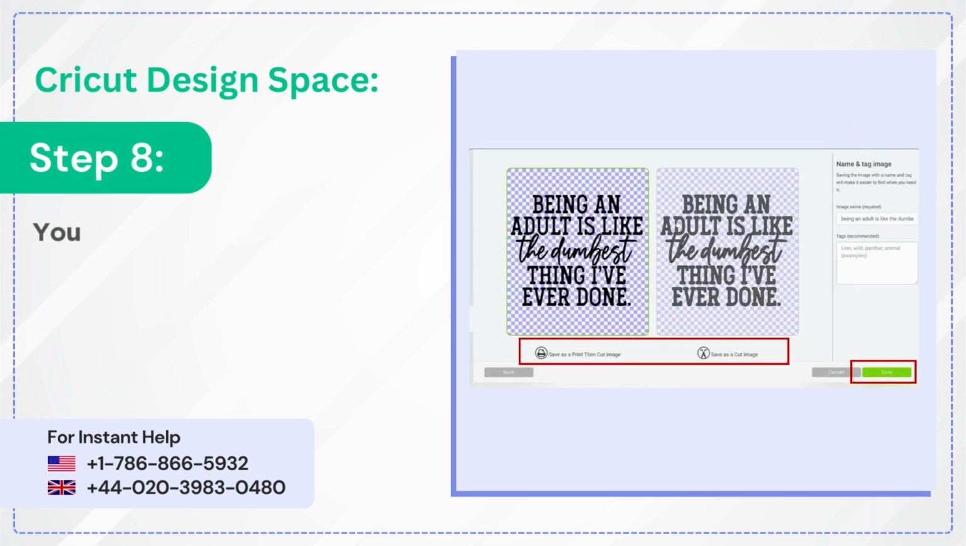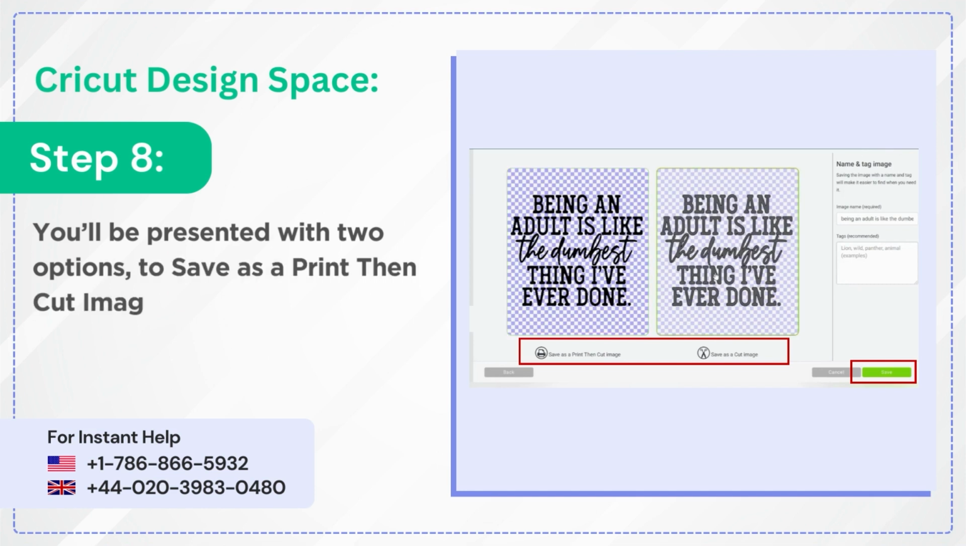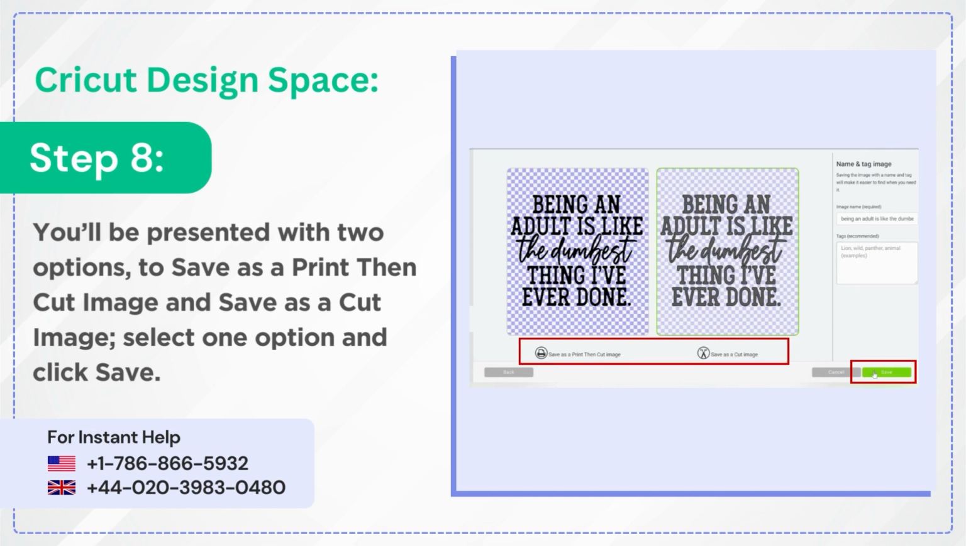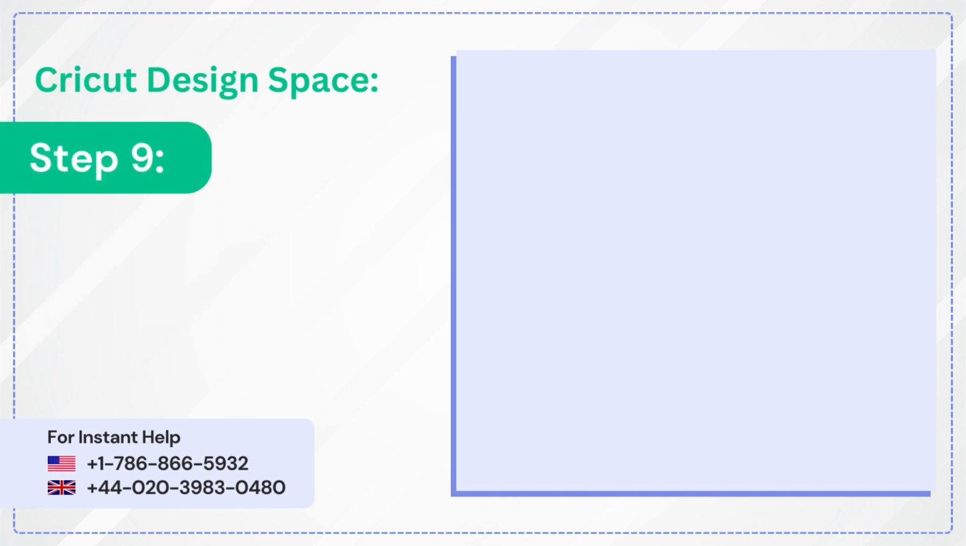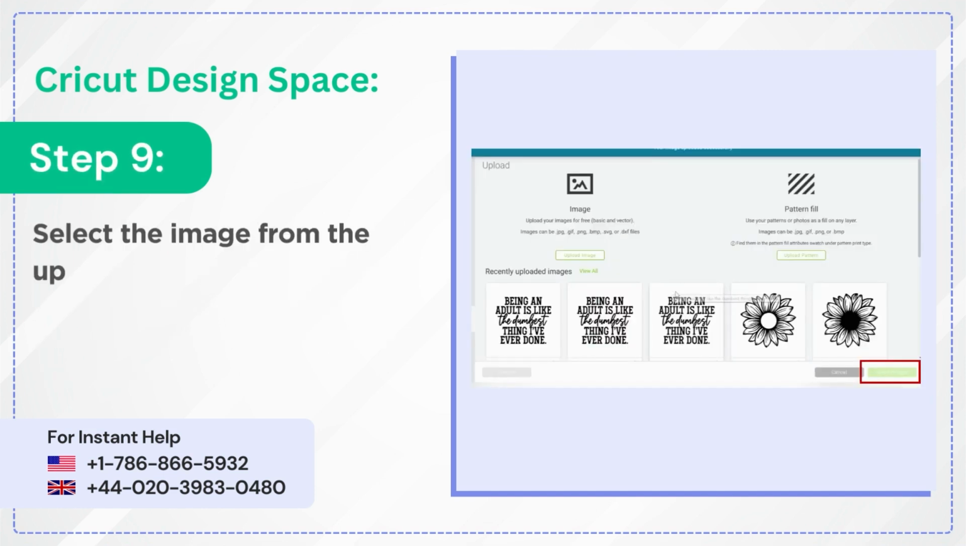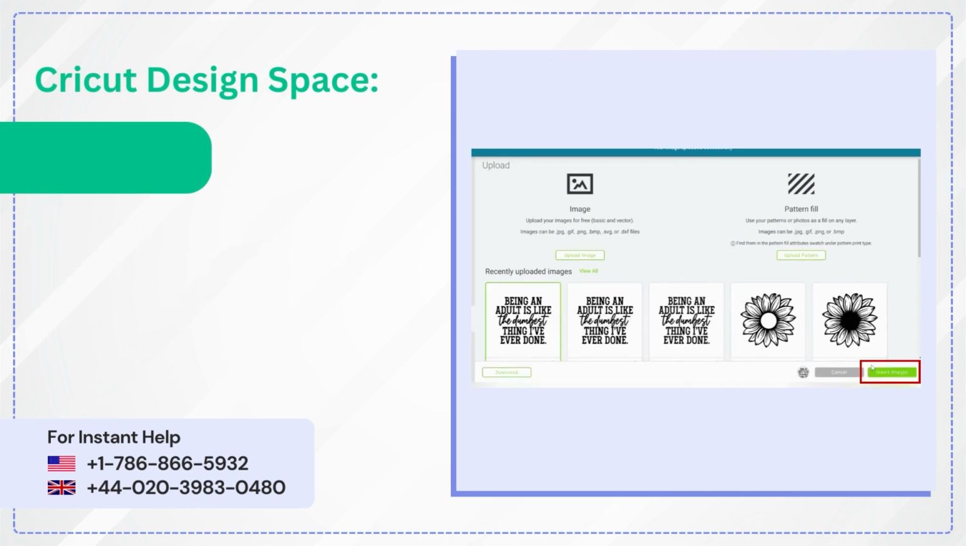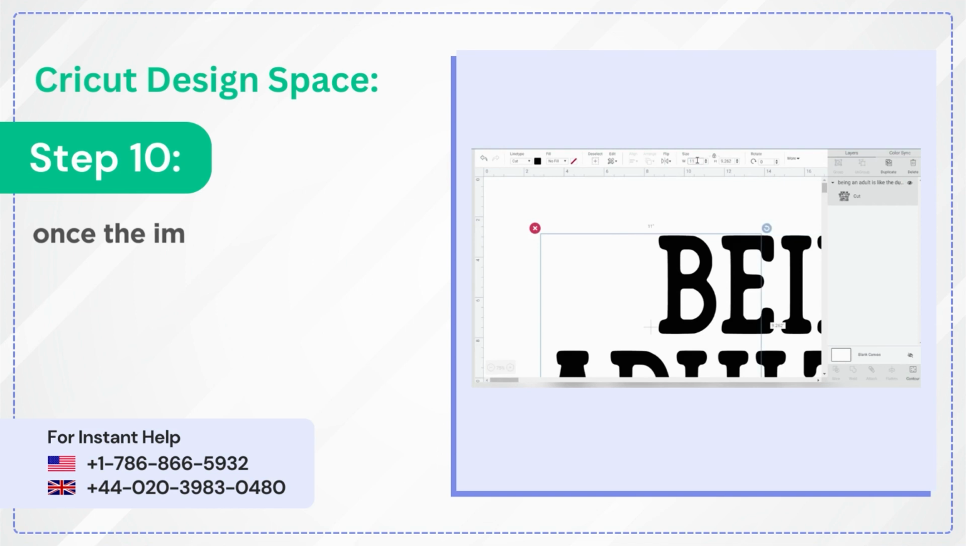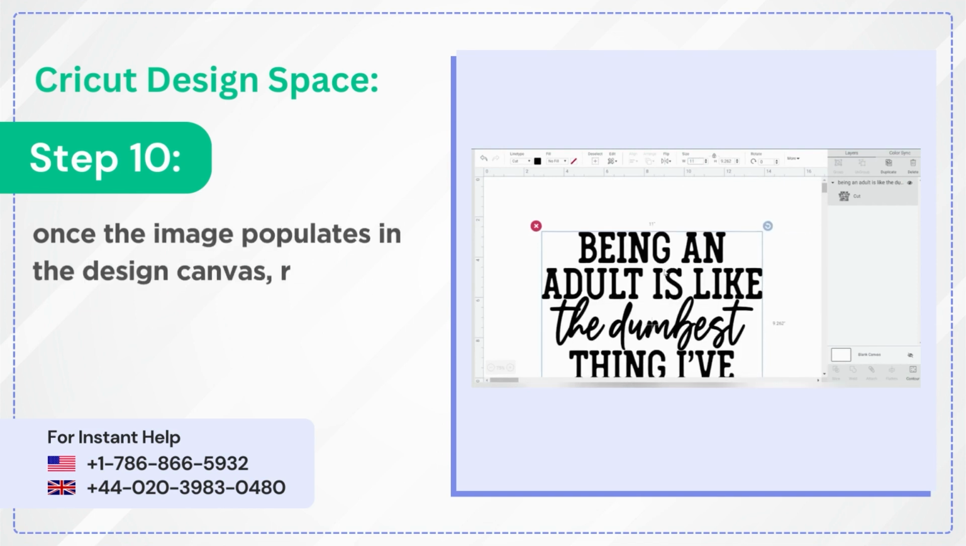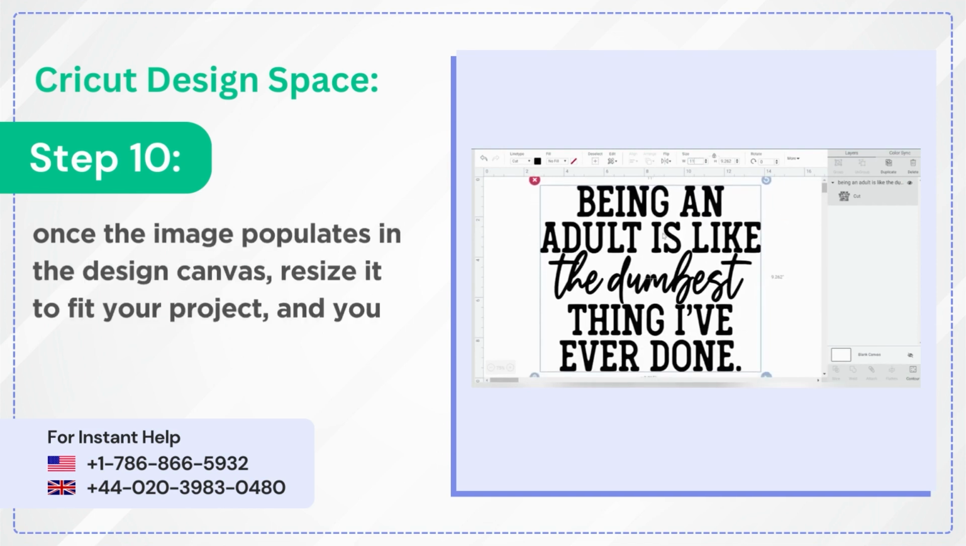Step 8. You'll be presented with 2 options: save as a print then cut image, and save as a cut image. Select one option and click Save. Step 9. Select the image from the uploaded section and click on Insert Images. Step 10. Once the image populates in the design canvas, resize it to fit your project and you're ready to cut it.